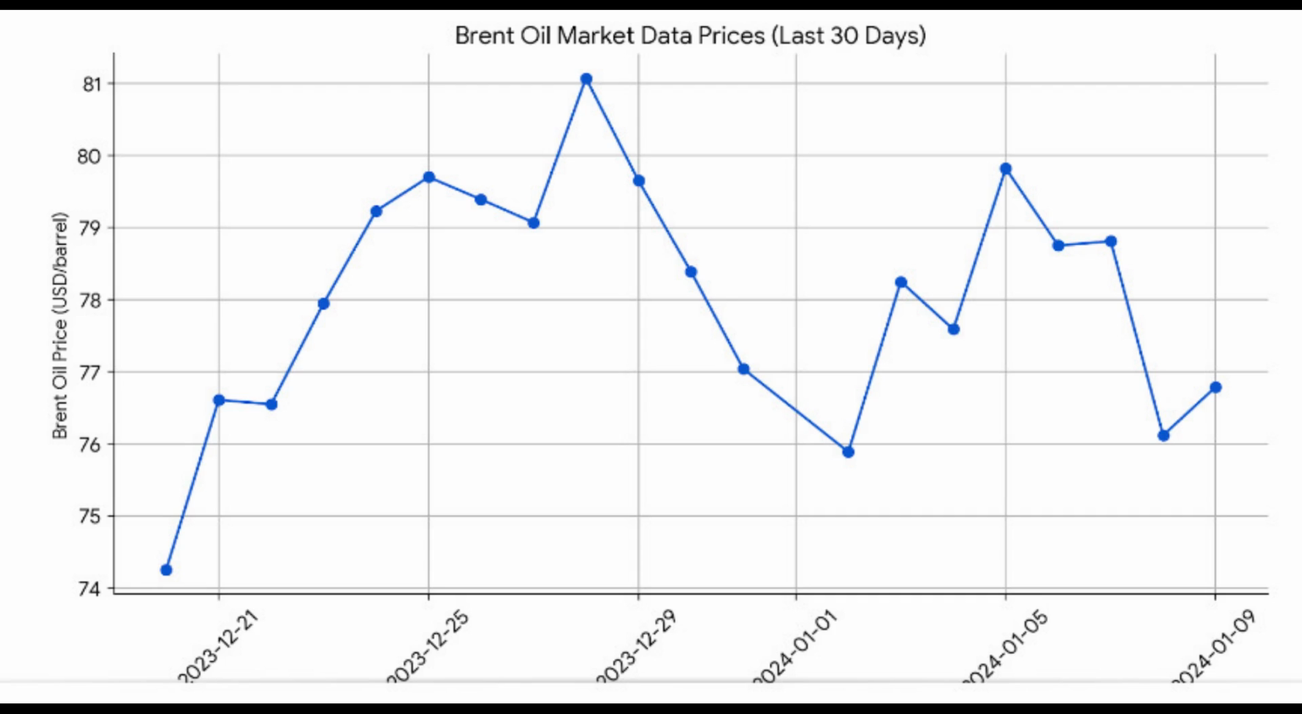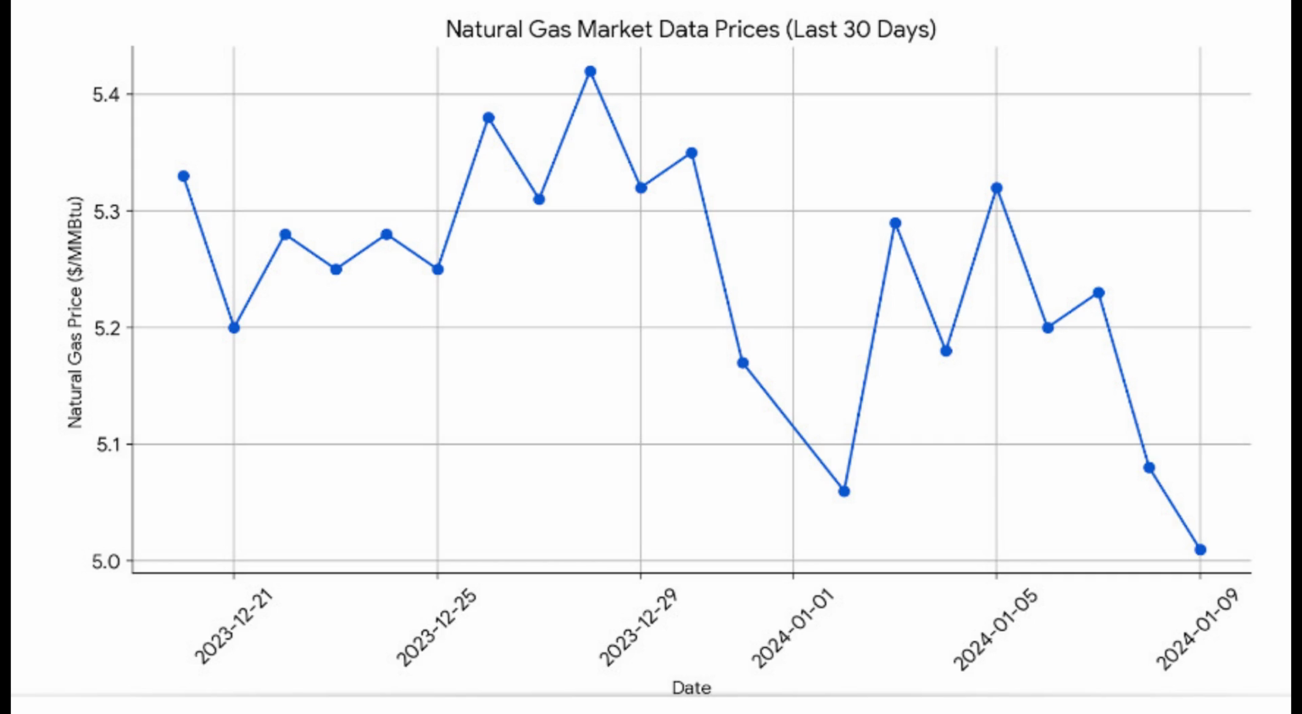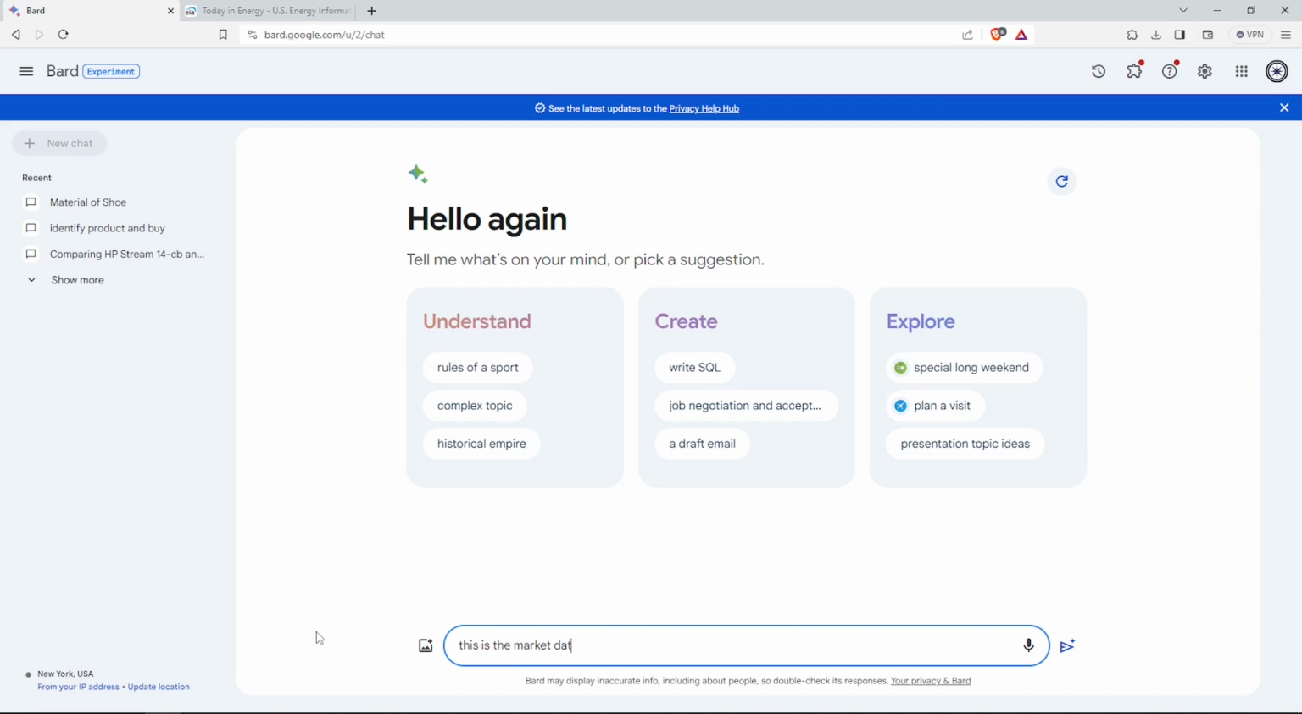The last, yet one of the most important tasks for which we can use Bard, is to ask it to analyze financial chart graphs and suggest some financial advice. Let's start by asking Bard to memorize the crude oil price chart for the last 30 days as follows. This is the market data graph for crude oil for the last 30 days. Keep it in your memory.